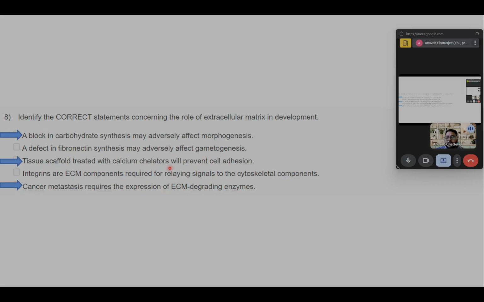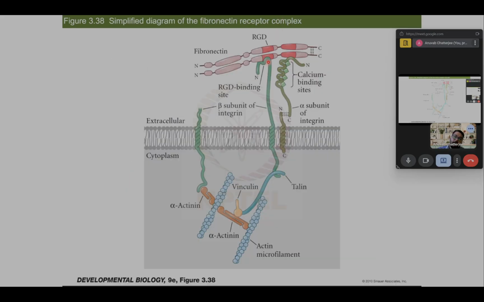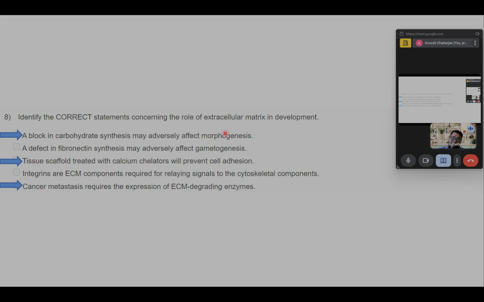Tissue scaffold treated with calcium chelators will prevent cell adhesion. That is also true, as we saw that the cells are anchored to the ECM and the fibronectin via calcium bound integrins. No calcium, no binding, so it is important for binding to the tissues, like tissues being bound together, and calcium chelators will just remove the calcium, and so you have no cell adhesion. And cancer metastasis requires ECM degrading enzyme. So the same thing, as epithelial to mesenchymal transition requires ECM degrading enzymes, which is important in case of cancer metastasis.